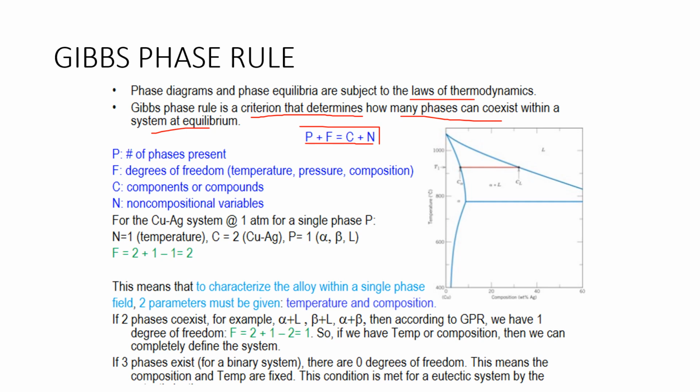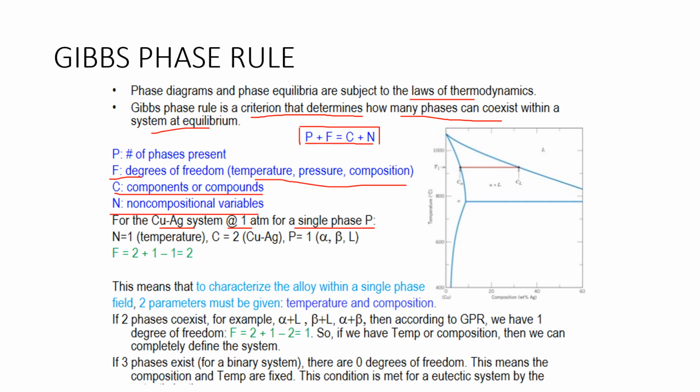This is the Gibbs phase rule: P plus F is equal to C plus N. P is the number of phases present, F is the degrees of freedom: temperature, pressure, and composition. C is the number of components or compounds. N is the number of non-compositional variables. For example, for the copper-silver system at 1 atmospheric pressure, for a single phase, N is equal to 1, which is temperature.